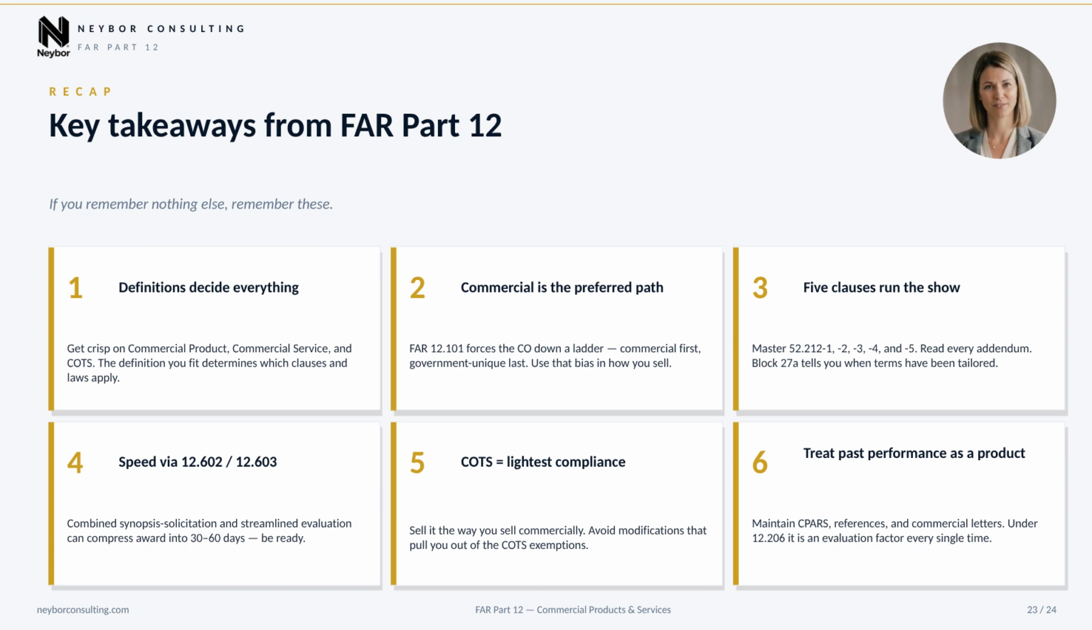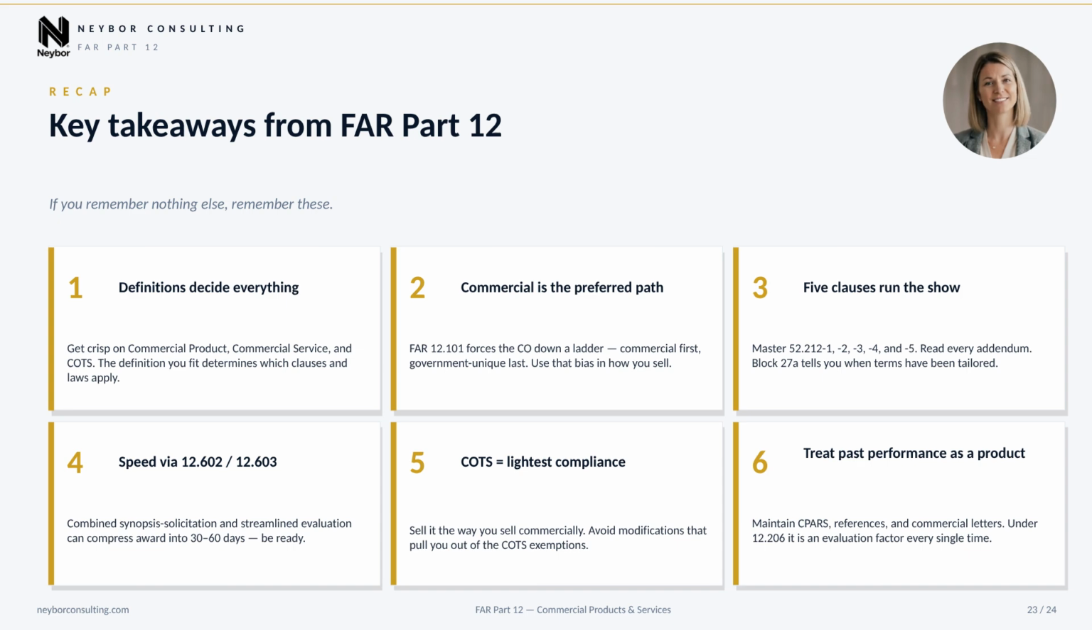3. Five clauses run the show. Master 52.212-1, -2, -3, -4, and -5. Always read every addendum, and let Block 27A of the SF 1449 tell you when terms have been tailored. 4. Speed comes from 12.602 and 12.603. Combined synopsis solicitation plus streamlined evaluation can compress award into 30 to 60 days. Be ready to respond fast.